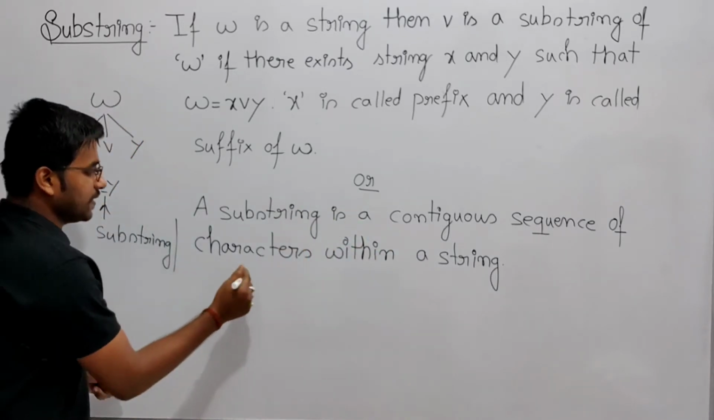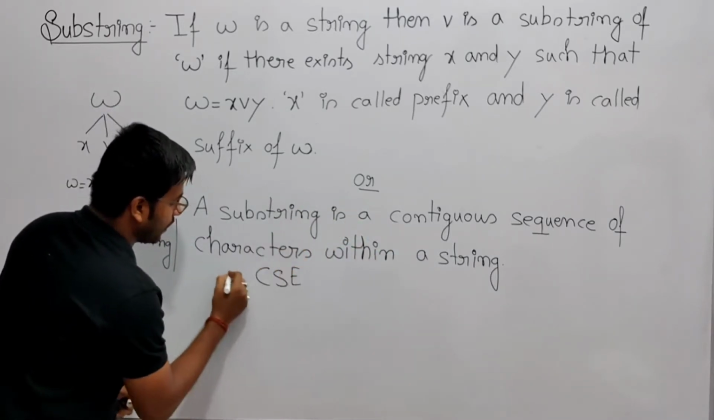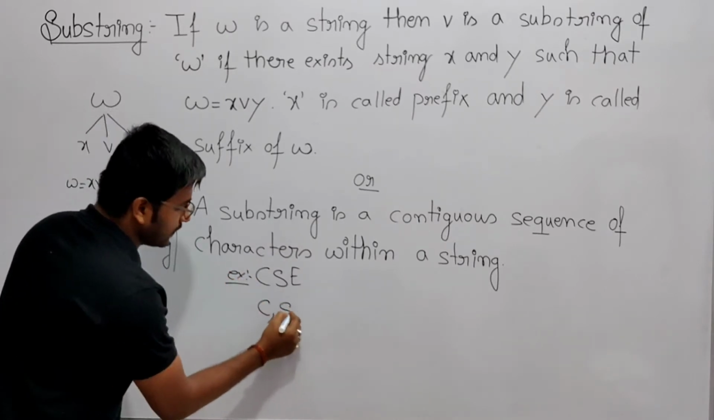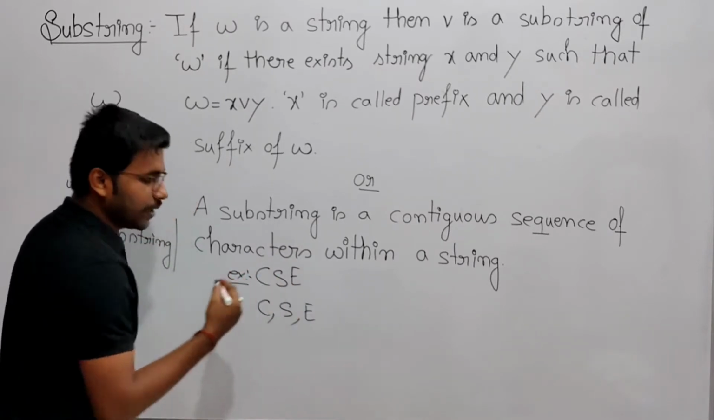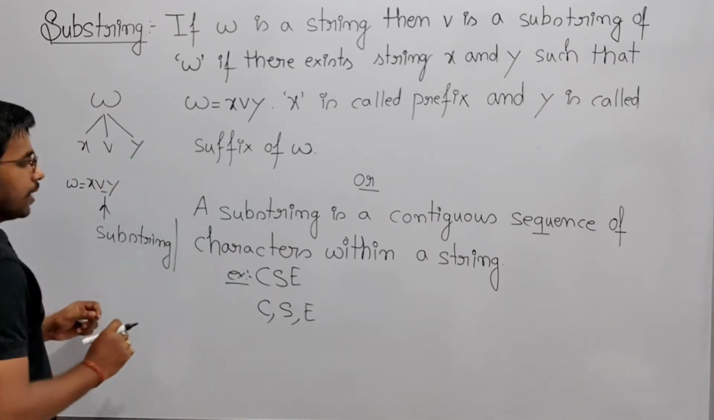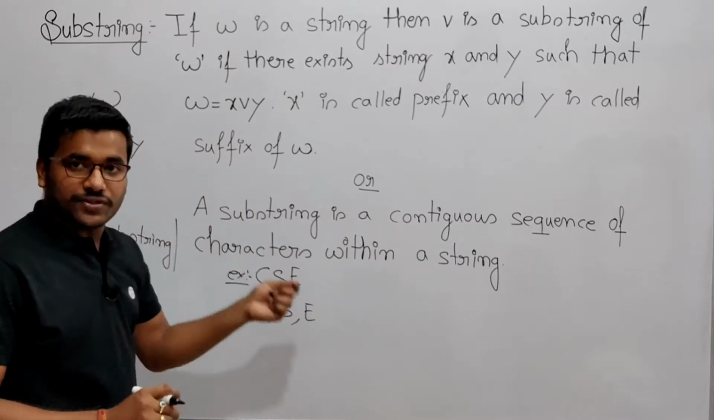Means if your string is CSE, okay, if your string is CSE, then C is your substring, S is your substring, E is your substring. Okay, it is a contiguous sequence. Now, epsilon is also a substring.